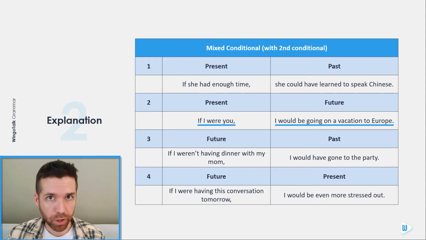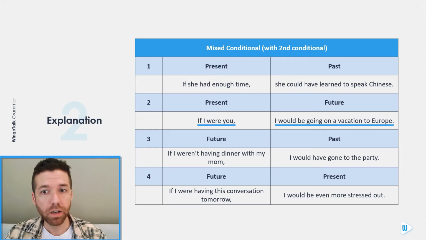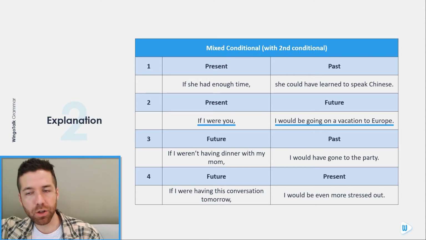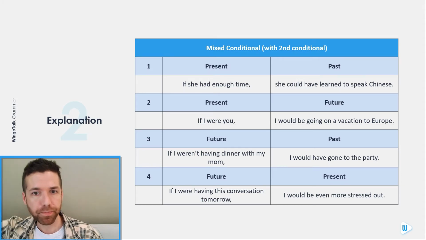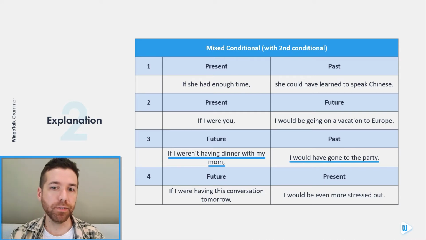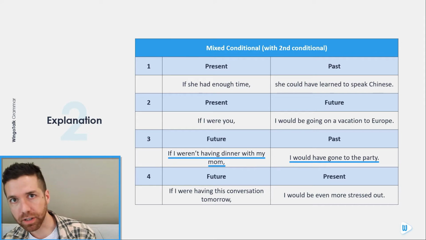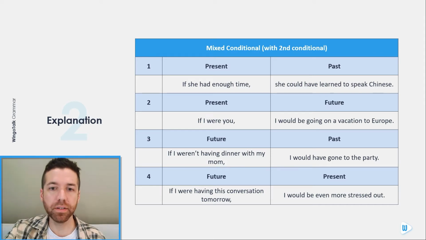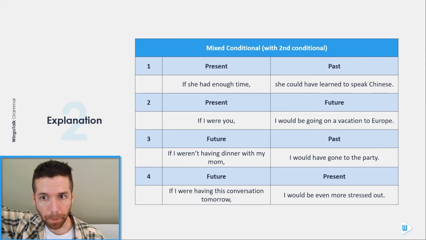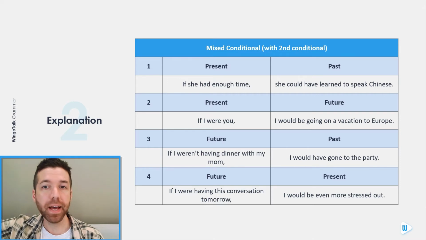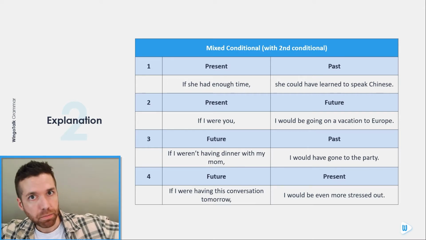Next, if I were you, so that's right now, I would be going on a vacation to Europe in the future. If I weren't having dinner with my mom, I would have gone to the party. So it means later today I will have dinner with my mom. That's why I didn't go to the party maybe 1 hour ago.